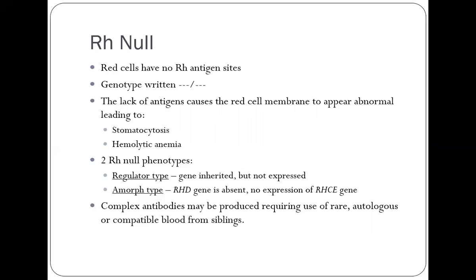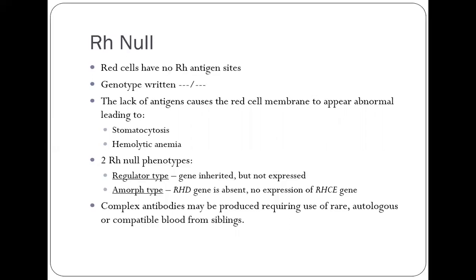The next one is the Rh null phenotype. This is for patients whose red cells have no Rh antigen sites. It's usually written as dash dash dash slash dash dash dash to show that they've inherited 2 haplotypes, one from each parent, with nothing associated. The lack of antigens causes the red cell membrane to appear abnormal, and it leads to stomatocytosis, which is a rounding of your red cells. Normally your red cells are a biconcave shape, while stomatocytes are going to be very, very spherical. It can lead to hemolytic anemia.